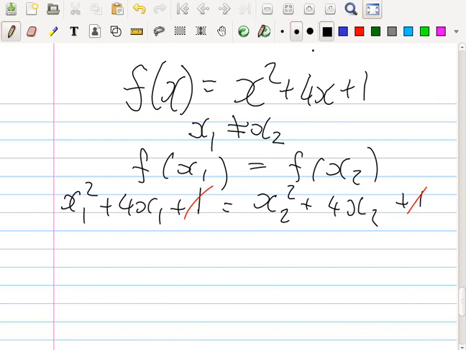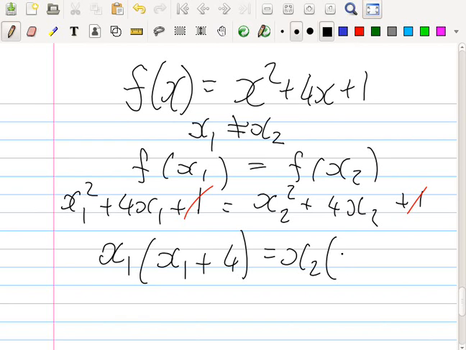Take everything to one side to make it look more like a quadratic, or as you said, Brendan, take the x1 out and the x2 out on both sides. So if I take it out on the left, I get x1 times x1 plus 4 equals x2 times x2 plus 4. Good, that's great. Now, this is where I ask you, is it possible to choose a value of x1 and x2 that are different, but make each of these equal?